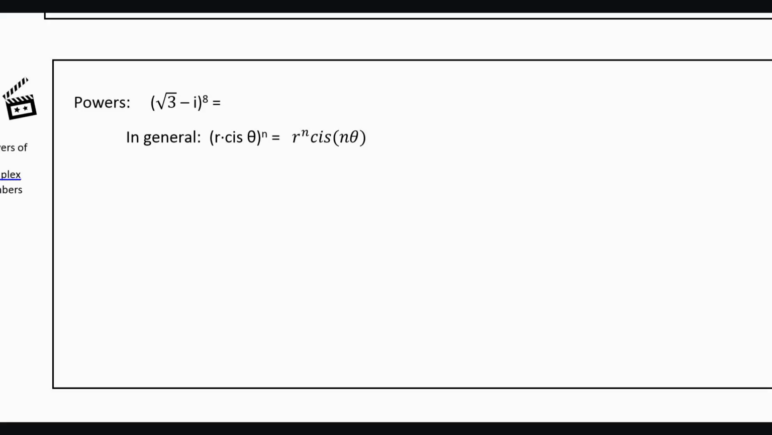Okay, so now we're going to talk about how we can use the trig notation to take powers of complex numbers. Now, powers are just repeated multiplication, so we didn't explicitly talk about them earlier, but the square root of 3 minus i to the 8th would be the square root of 3 minus i times the square root of 3 minus i, 8 times. And you could FOIL that out and keep foiling it. It wouldn't be fun, but basically you'd FOIL it out 8 times.